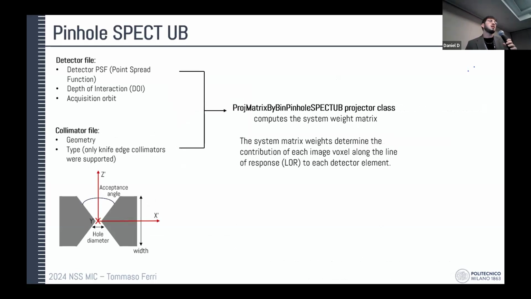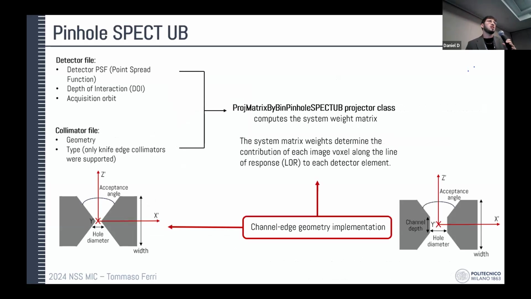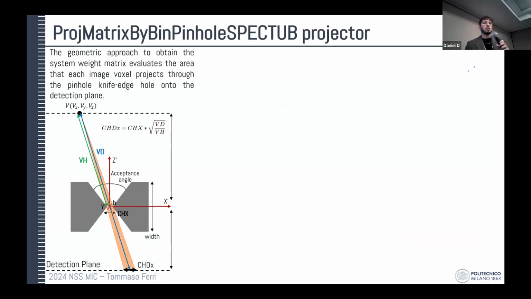And my contribution in this work was adding to the code the analytical determination of the channel edge geometry implementation, so modifying the code in the projector and the collimator file by adding all the missing parameters, like the possibility to choose between the two types of collimators, and parameters like the depth of the channel.